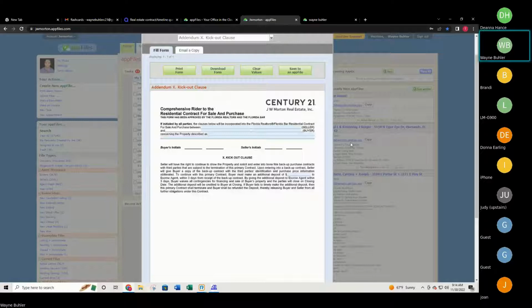If buyer fails to timely make the additional deposit, then this primary contract shall terminate and buyer shall be refunded the deposit, thereby releasing buyer and seller from all further obligations under this contract. Does everybody understand what I just read? Yes, but I have a question. Absolutely. Do you still do a cancellation and release? You always do a cancellation and release, and we'll get to why here in a second. We have it on a flashcard. But yes, you will still do a cancellation and release for that.